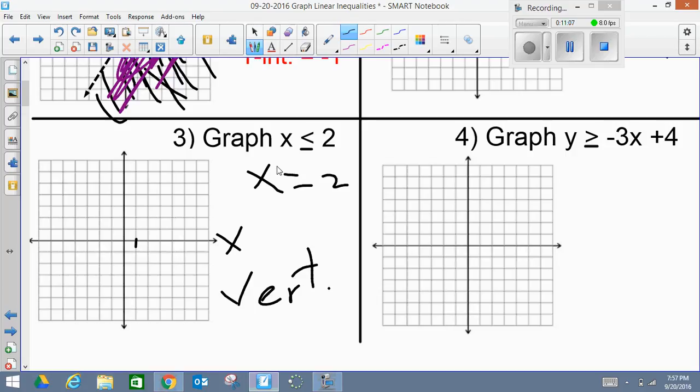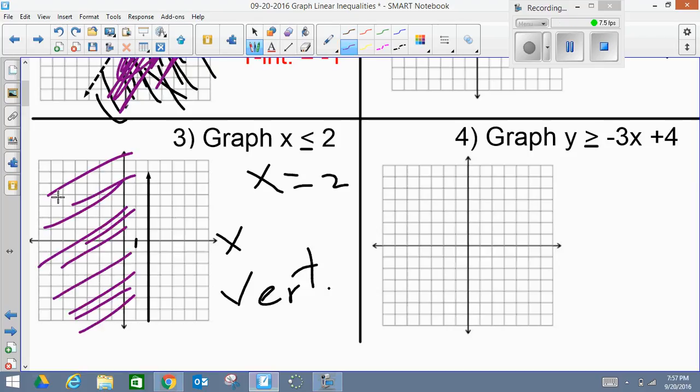So I'm going to get my line over here. And because it has an equal, it's going to be a solid line, and it's going to go through x equals 2. So that's my line. Now, I need x values that are less than 2. That means it's going to be all the left side. Less than 2: 0, 1, -1. So all the shade is going to be on the left side.